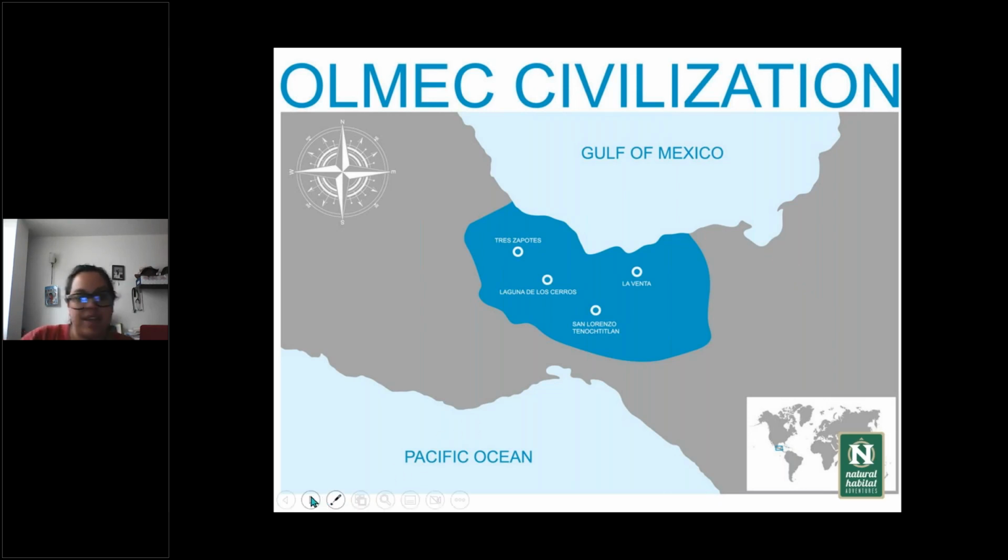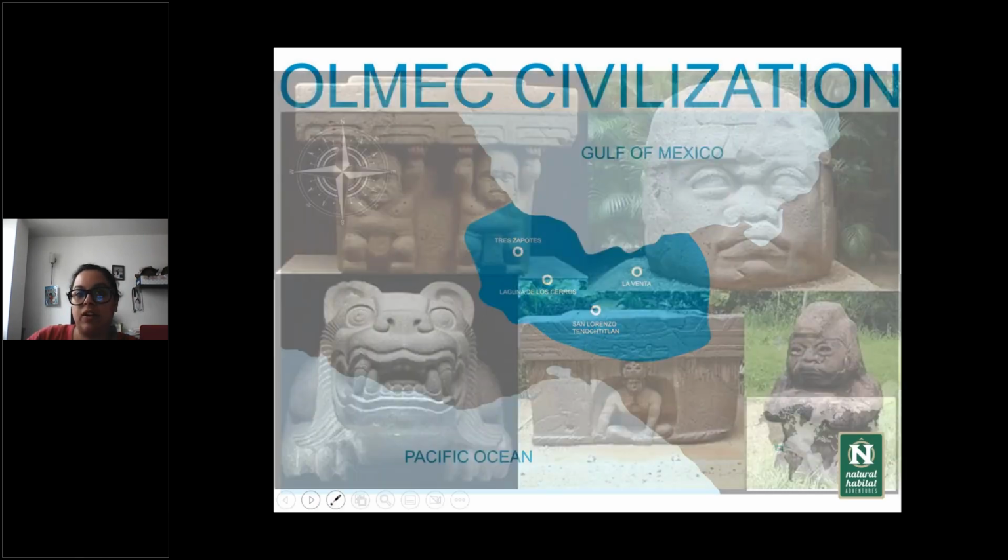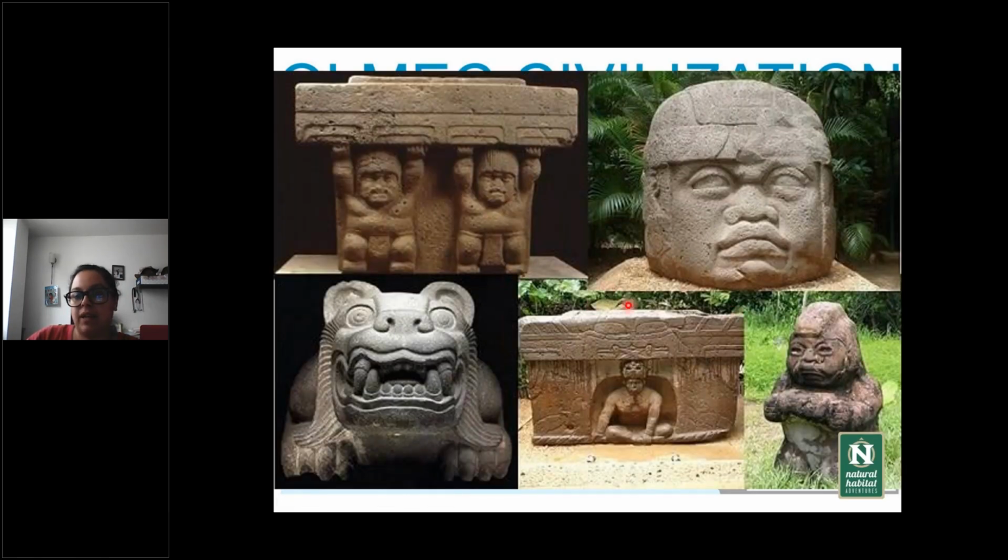So the Mayans, of course, being so close to the Mayan region, did have some sort of trading and cultural exchange, but specifically all the carvings are totally Olmec style. So that's how they know they are part of the Olmec civilization. So they were not carved by the Mayans.